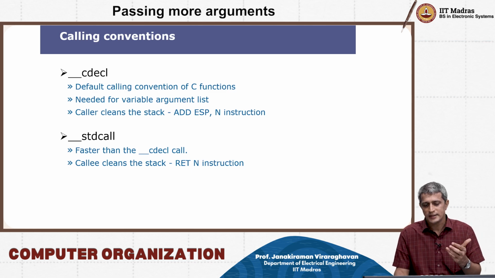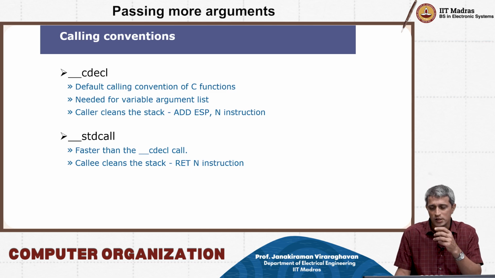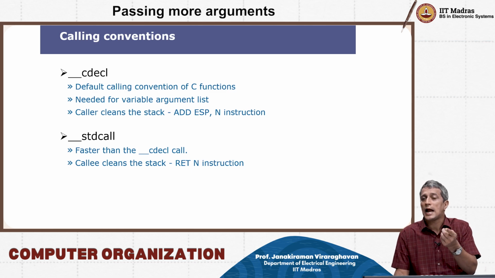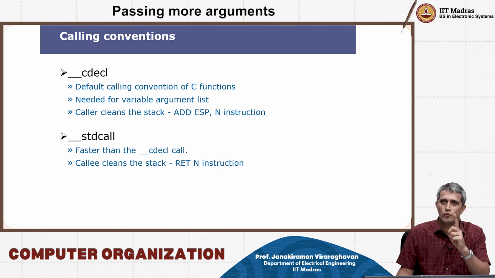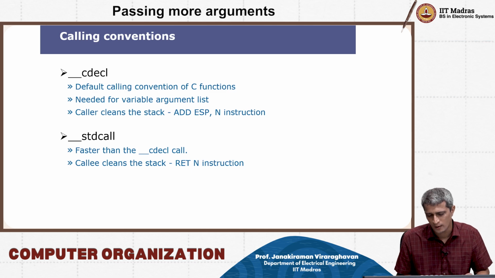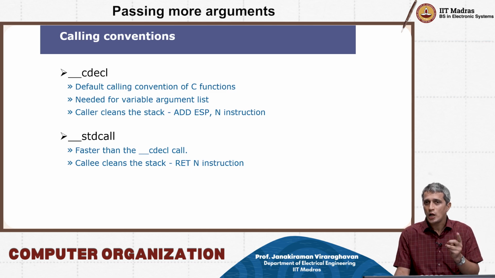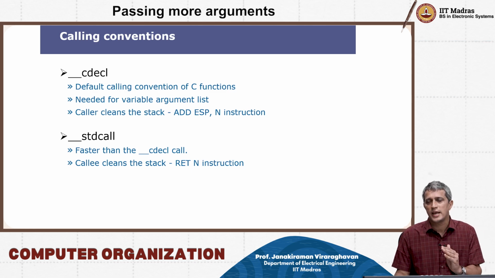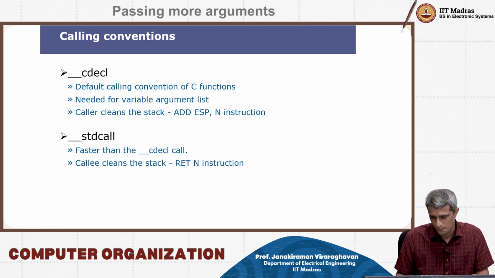On the other hand, there is an __stdcall which is faster than cdecl. Why? Because when you do ret n, that returning and adding n to ESP gets done in one shot in hardware, and therefore it is faster. However, it's the callee that takes care of the stack cleanup with the RETN instruction. But of course, in this case, you cannot pass any arguments different from what the definition is if you want that to work correctly.